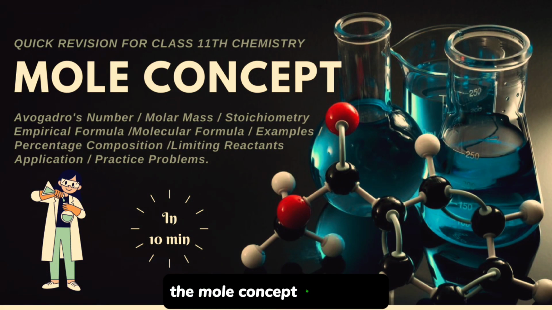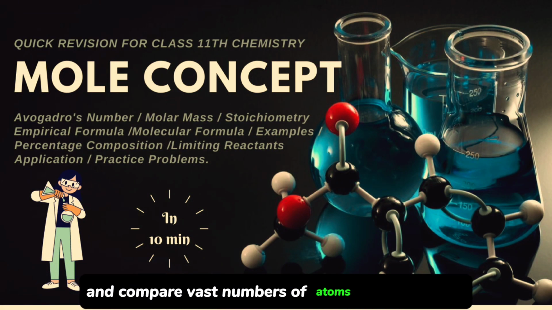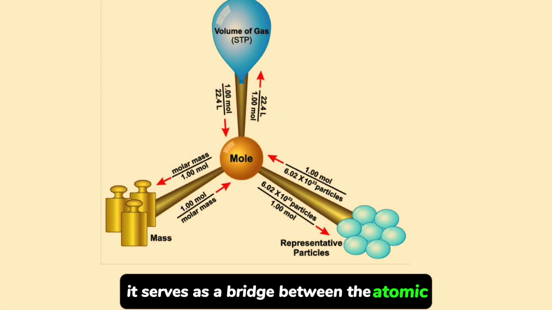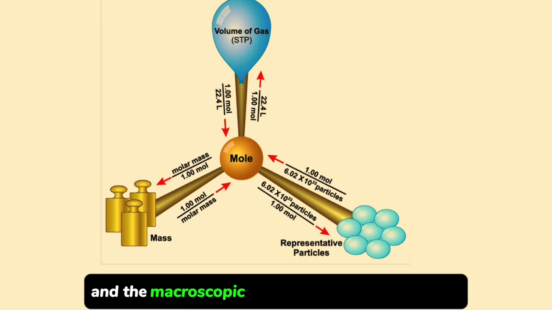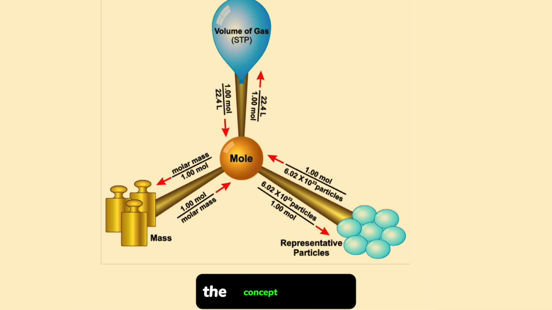The mole concept is essential because it allows chemists to count and compare vast numbers of atoms and molecules. It serves as a bridge between the atomic and molecular scale and the macroscopic world we can measure. Today, we're diving deep into a concept that's fundamental to understanding the quantities of matter, the concept of mole. Let's get started.